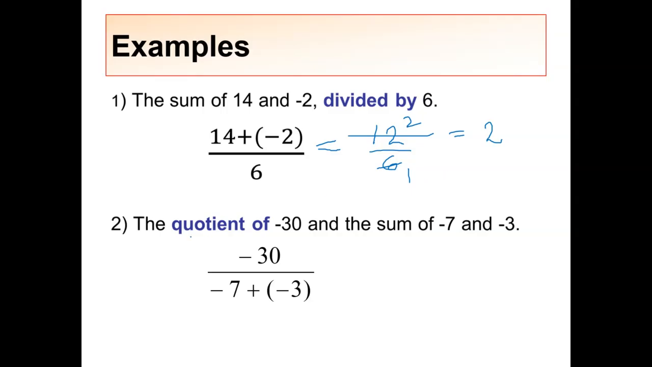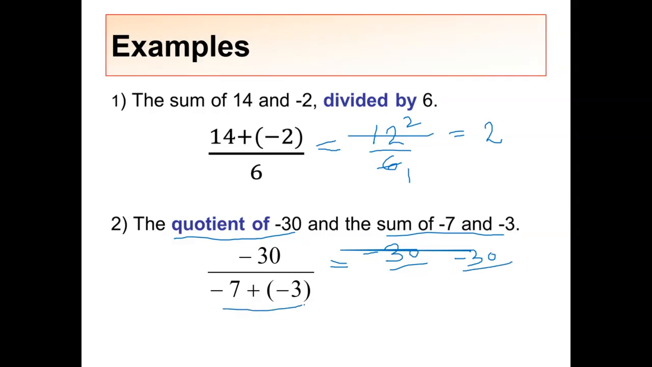In the second example, it says quotient of negative 30. So negative 30 goes on the top, and this time the sum will go on the bottom. So when I'm simplifying, I'm going to keep my negative 30 on the top. And on the bottom, let me write this again. Negative 30 on the top.